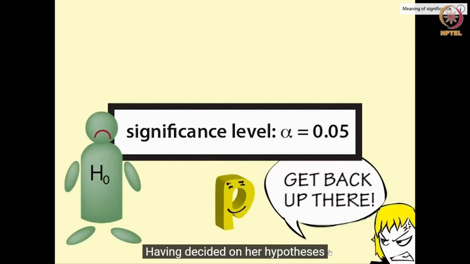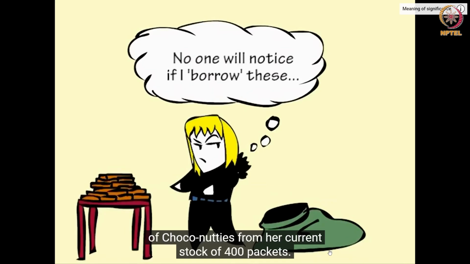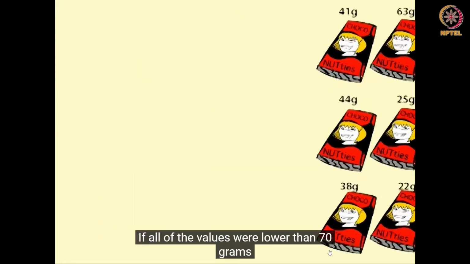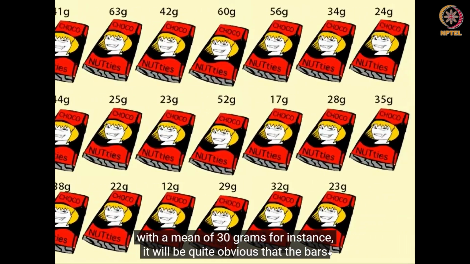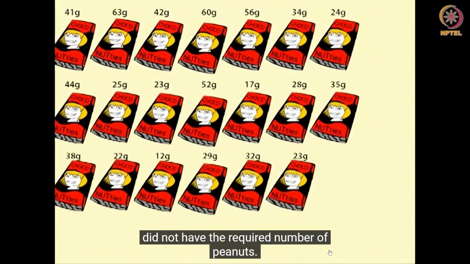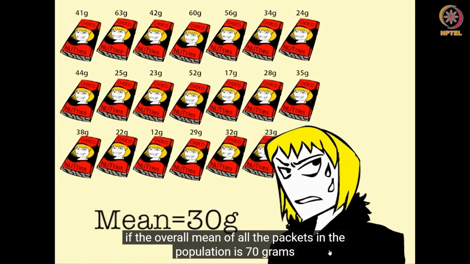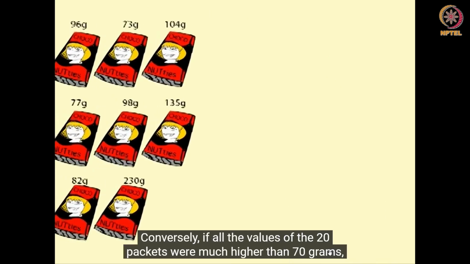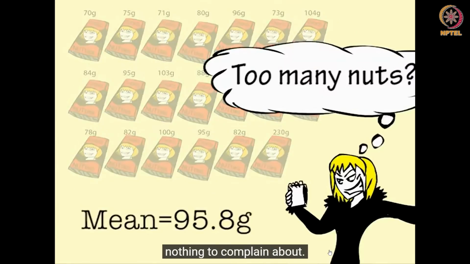Having decided on her hypotheses and on the significance level, Helen takes a random sample of 20 packets of choconutties from her current stock of 400 packets. She melts down the choconutties and weighs the peanuts from each packet. If all of the values were lower than 70 grams, with a mean of 30 grams for instance, it would be quite obvious that the bars did not have the required number of peanuts. It is very unlikely that you will get 20 packets with a mean of 30 grams if the overall mean of all the packets in the population is 70 grams. Conversely, if all the values of the 20 packets are much higher than 70 grams, it would be obvious that there are enough peanuts and that there is nothing to complain about.